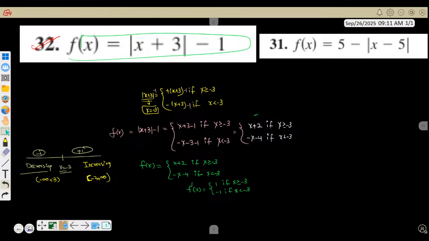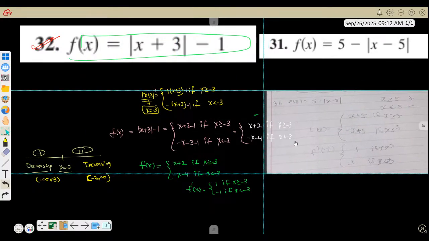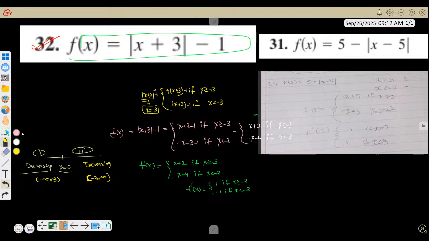Why did you not consider 5? Where is 5? Why did you forget to put 5 here? The function is 5 minus something, so you have to count 5 also. Why are you ignoring 5? Where do I put the 5? See, right here, this 5. And also here.